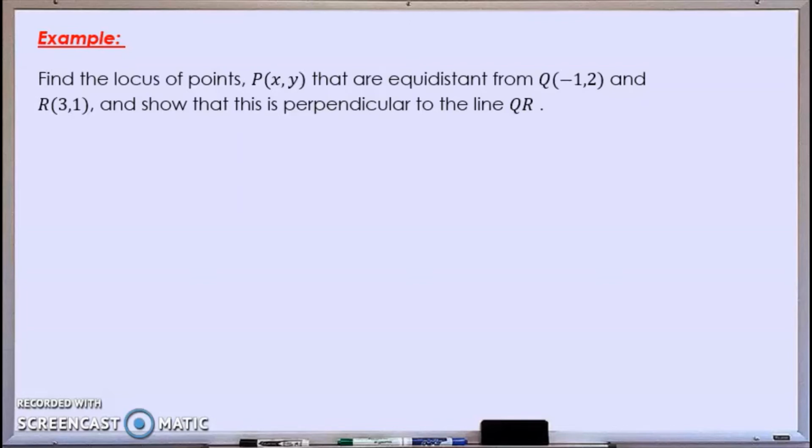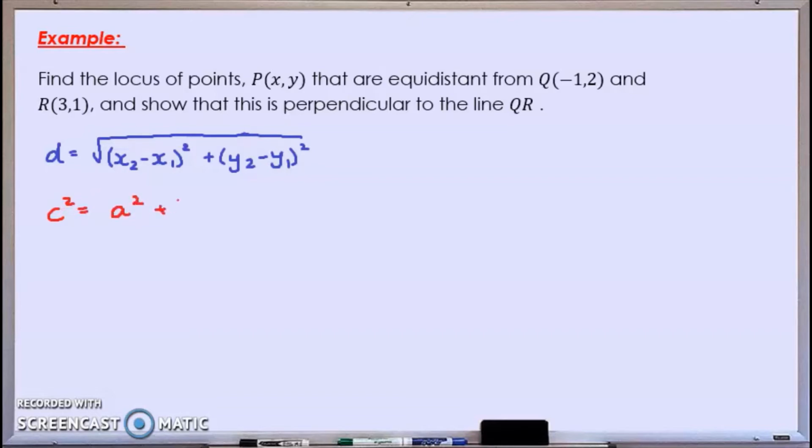We have a question here which relies on us to use the distance formula between 2 points for our locus. So first of all, let's remember the distance formula. We know the distance between 2 points is the square root of (x2 minus x1) squared plus (y2 minus y1) squared. This, of course, is built on Pythagoras, where we would have had the idea of c squared equals a squared plus b squared, where a is my horizontal distance and b is my vertical distance.